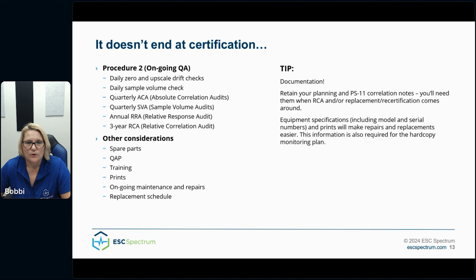Next, you'll have your quarterly ACA, which is your absolute correlation audit. It's a 3-range check similar to opacity filter audits. The monitor is challenged at 3 levels, and the technique will be determined by your monitoring type. For light scattering PM CEMS, this is typically done by inserting optical filters. Once again, very similar to the way that you would do an opacity filter audit.